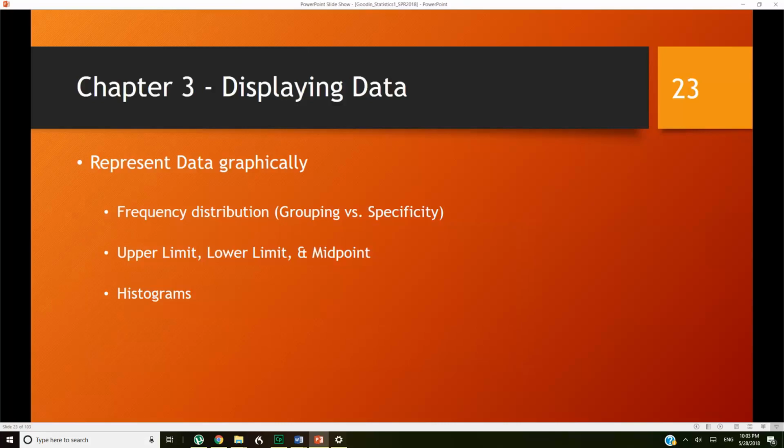When we represent data graphically, our goal is to provide a visual form by which to show the data or the results of analyses of the data. We could show a frequency distribution which allows for grouping and specificity, or we could provide what are called upper limits and lower limits, midpoints, and even histograms. A frequency distribution is the number of times that something happens.